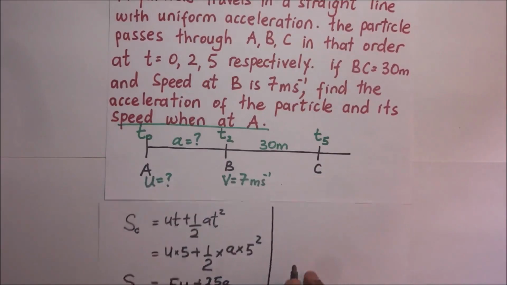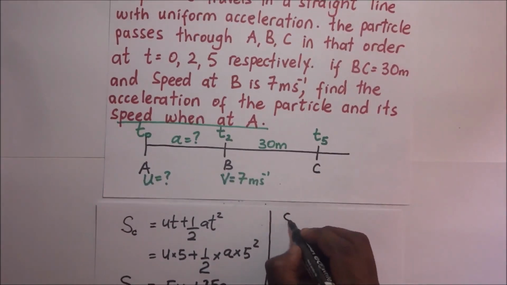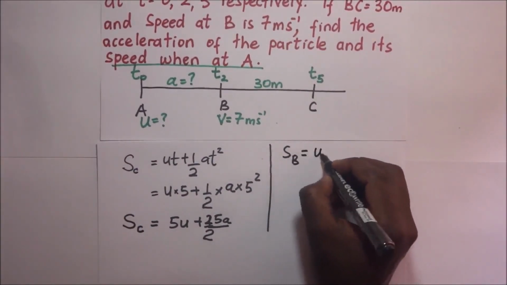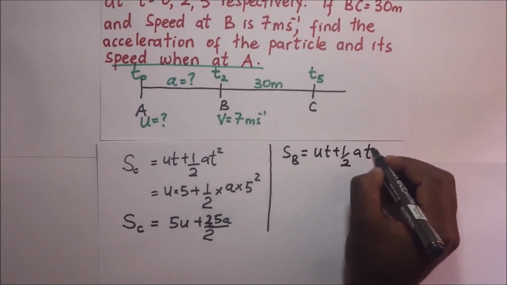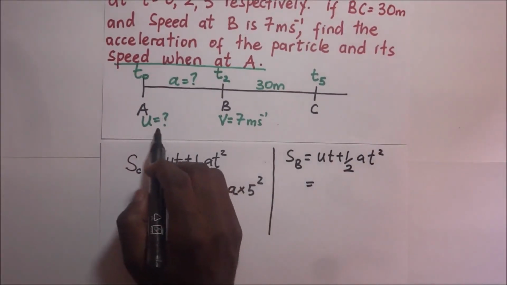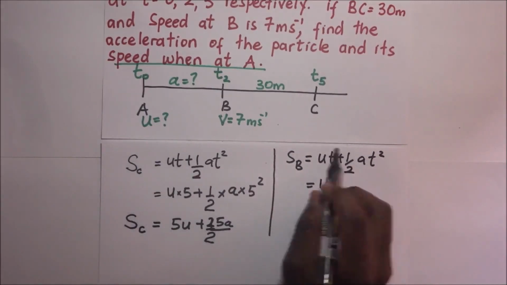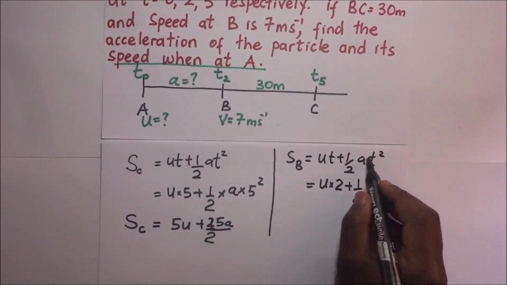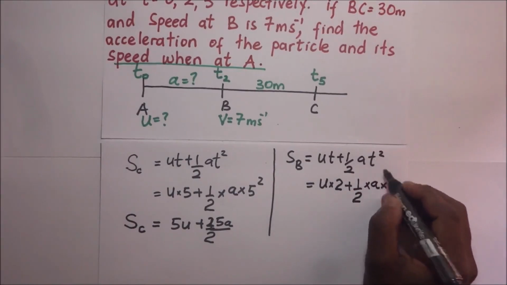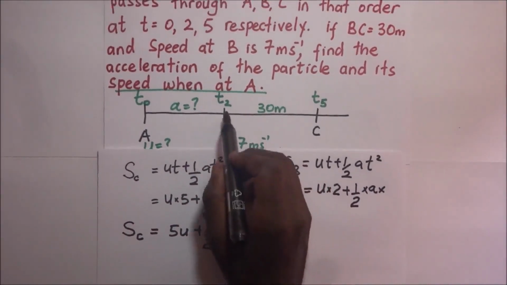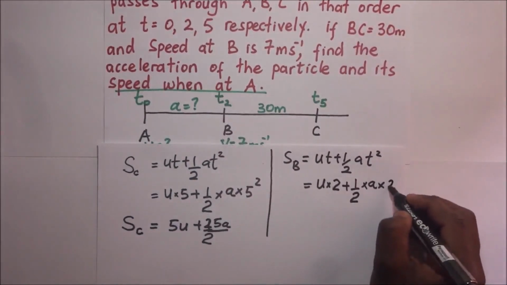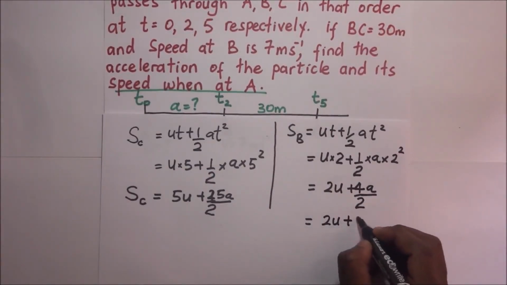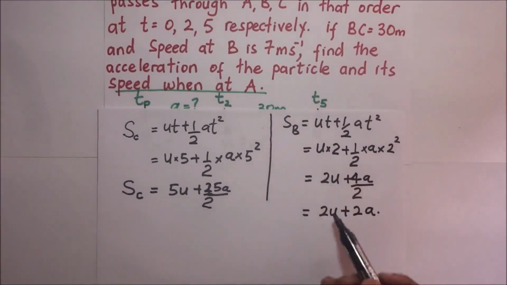So let's also get the distance covered at B. SB is going to be equal to still ut plus a half at squared. The initial velocity is not known, so it's u times t. The t at B is 2, so it's u times 2, plus a half times the acceleration, which we still do not know, times time squared. At point B, time is 2, so it's 2 squared. And so we shall end up with SB as 2u plus 2a.